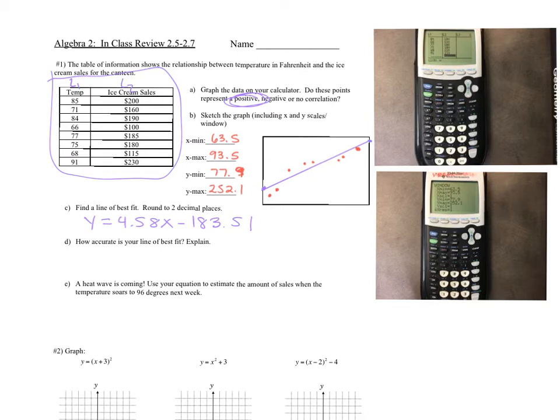Okay, so it asks us, how accurate is your line of best fit? We would have to look at, oh, I lied. Shucks. Okay, I'm going to do this without a video.